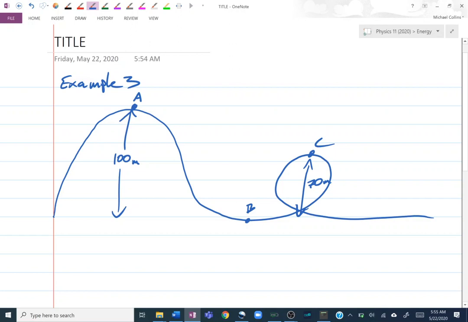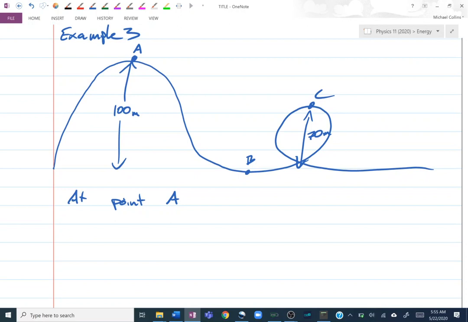At point A, it's much more terrifying the slower the roller coaster goes over that first hill. So at point A, the coaster is moving at, I don't know, 1 meter per second. How fast are they going?